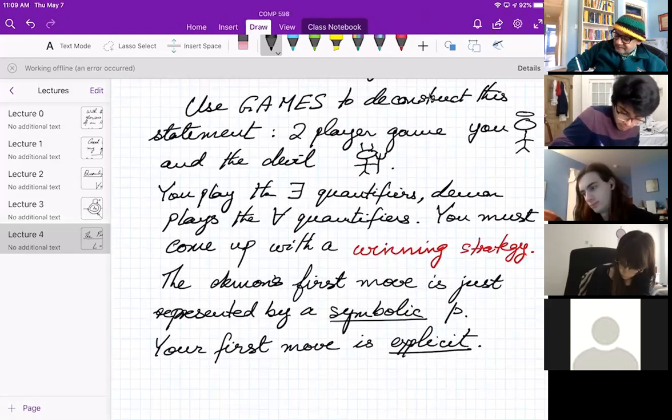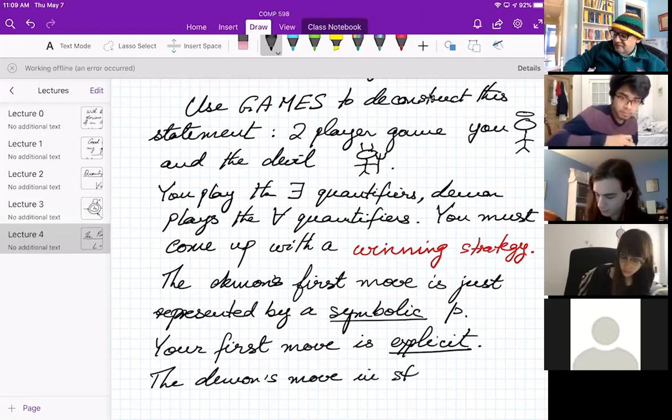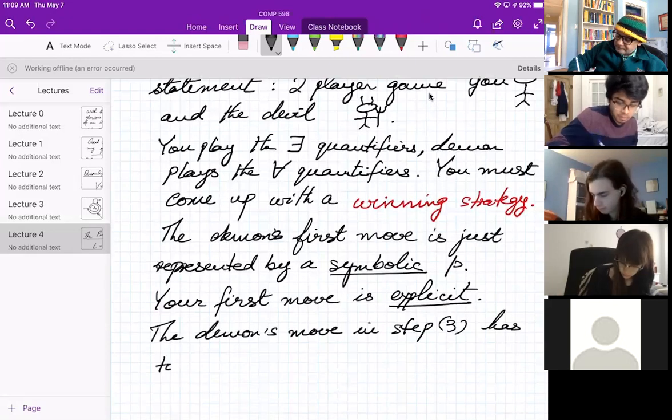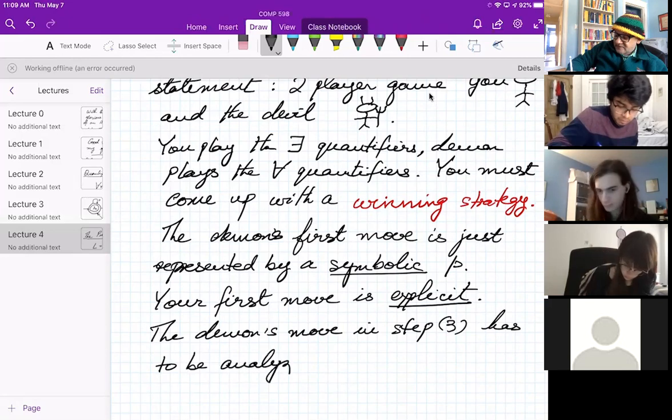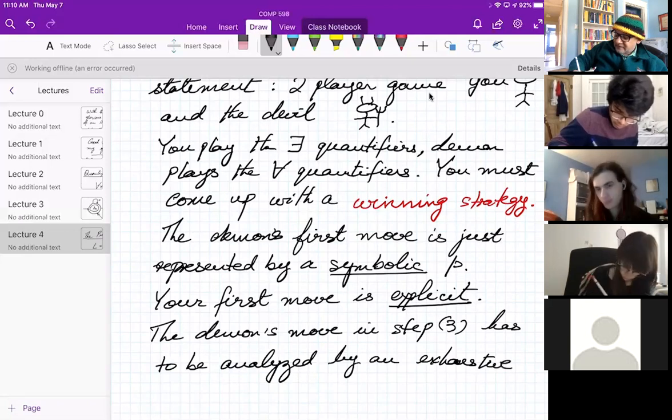So the demon's move in step 3 has to be analyzed by an exhaustive case analysis.